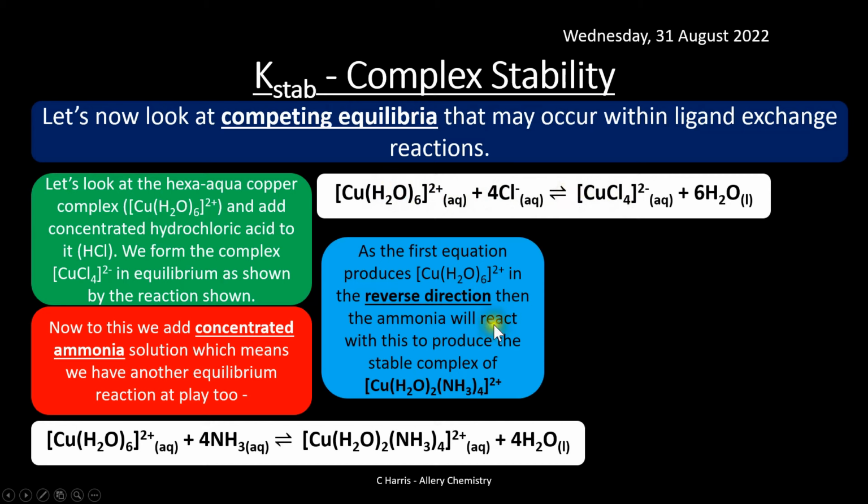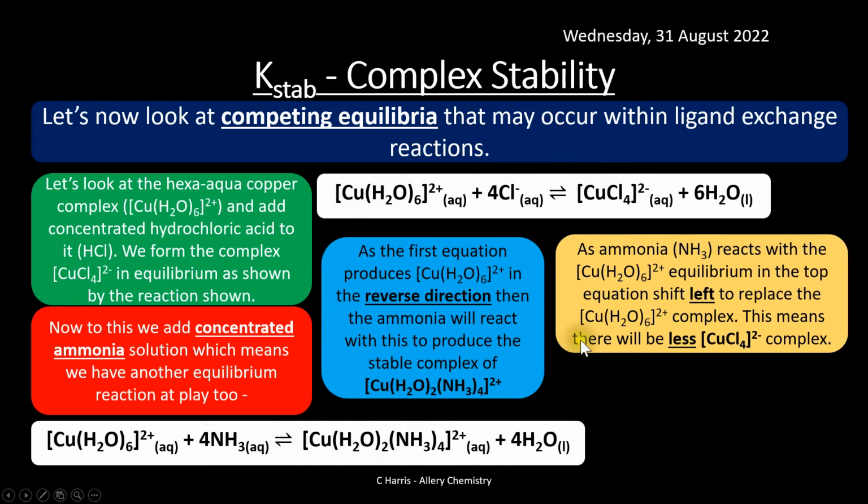Then the ammonia will actually react with this to produce more of the stable complex of this. So the ammonia here is going to react with the Cu(H2O)6. Remember, this complex is more stable than this complex here. So if we add ammonia, ammonia is going to react with this, equilibrium is going to shift backwards to form more of this, to replace this, and effectively, overall, you'll get more of this complex here because it is a lot more stable than that one up there.